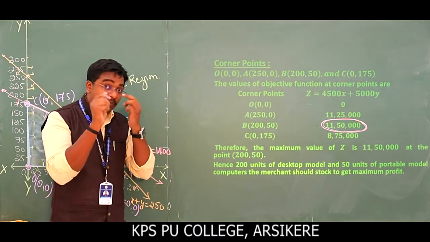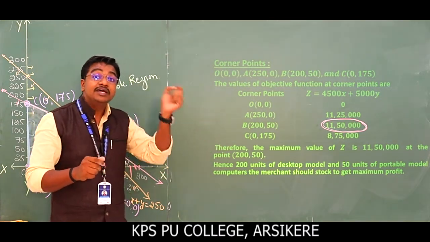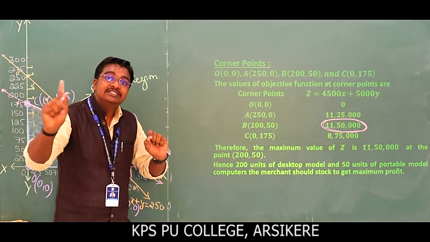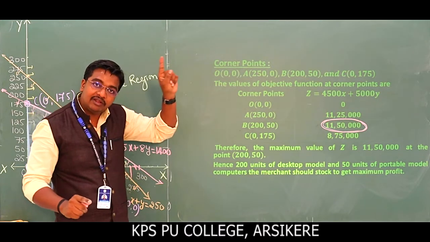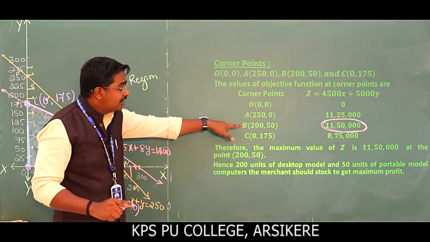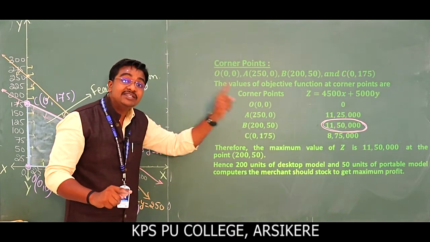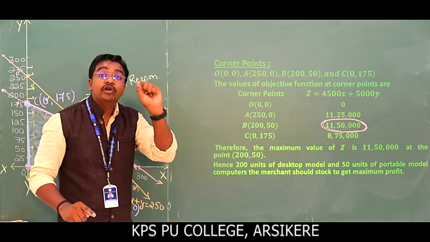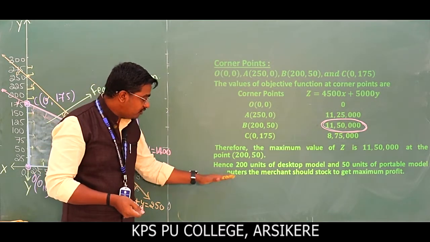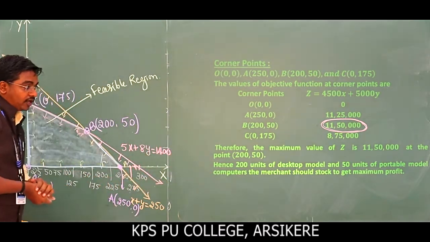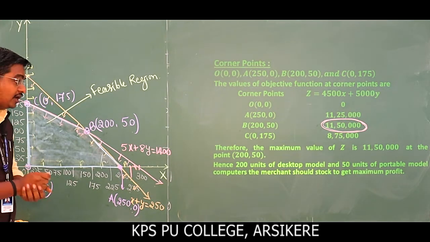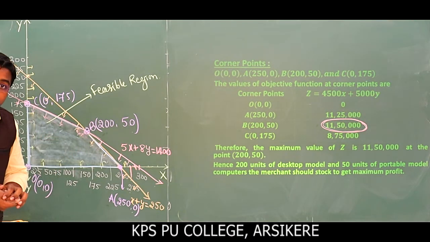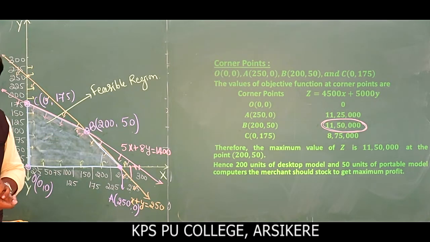Here we need to find the number of portable models as well as desktop models the merchant should stock to get the maximum profit. Here the maximum profit is 11 lakh 50,000, attained at x is equal to 200, y is equal to 50. What is x here? Number of desktop models. And what is y here? Number of portable models. Clear? So therefore 200 units of desktop model and 50 units of portable model computers the merchant should stock to get the maximum profit. Is it clear?